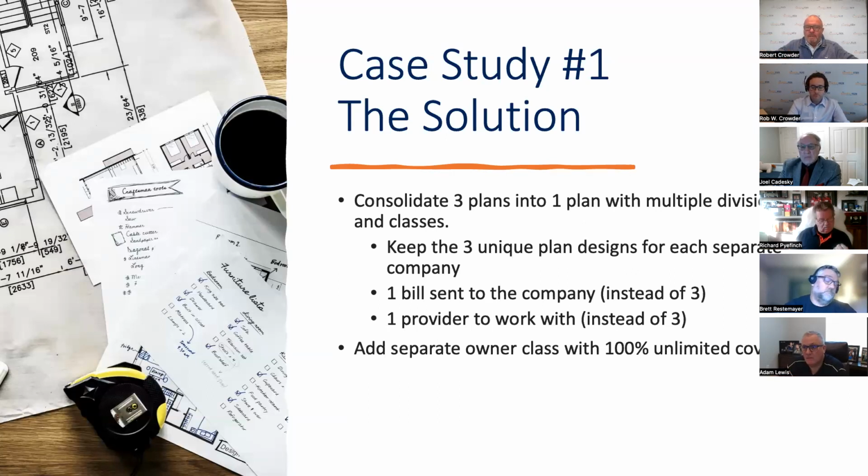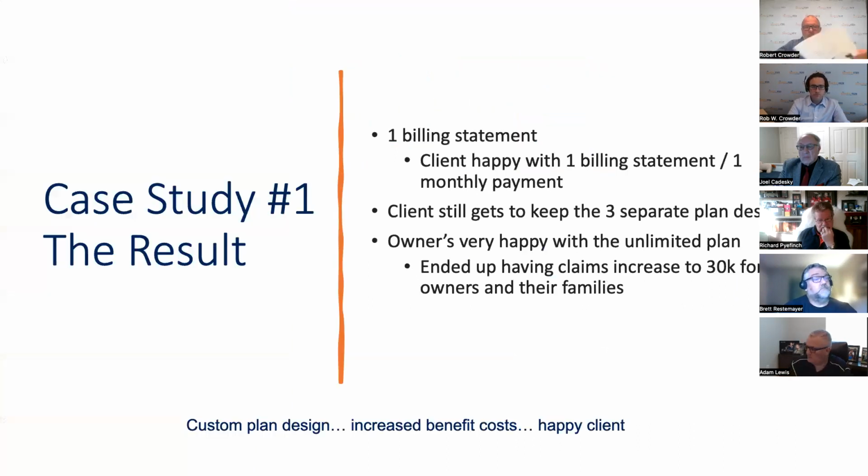As well as that, we added the separate owner class for all of the family with 100% unlimited coverage. And again, that eliminated the cost plus component of it. So the result was the one billing statement. The client was happy with that. And again, super easy to charge back the appropriate costs to each profit center. The client can still keep their 3 plan designs available, but the owners were very happy with the unlimited plan design. And quite frankly, especially their partners and spouses, they were very happy with it because they didn't have that cumbersome cost plus type of arrangement. They touched the claim once and they got reimbursed for the entire amount right away. So they absolutely loved it.